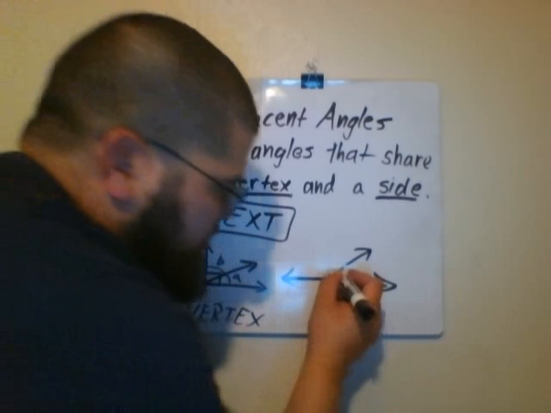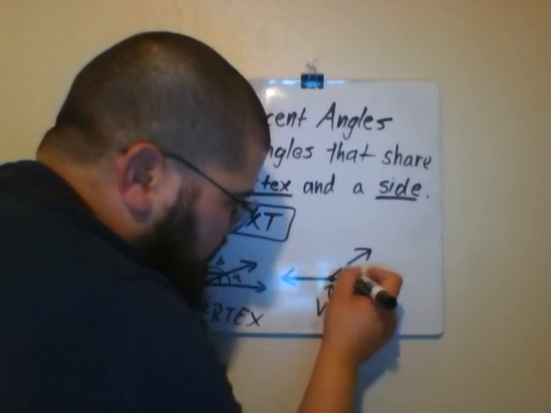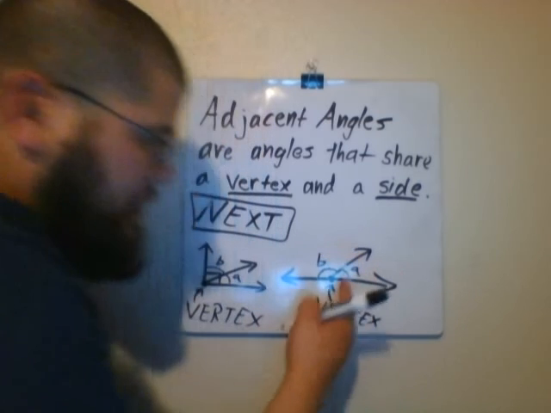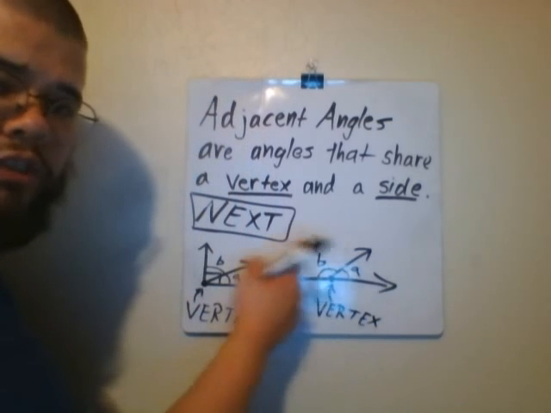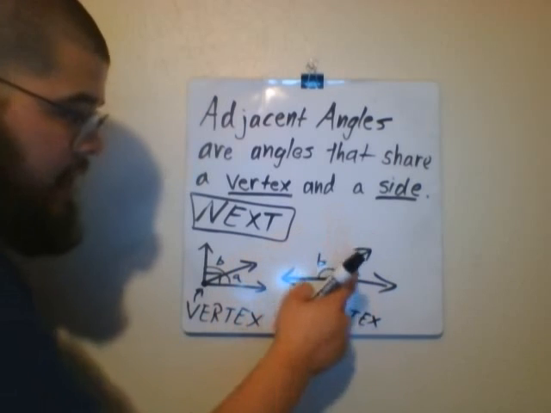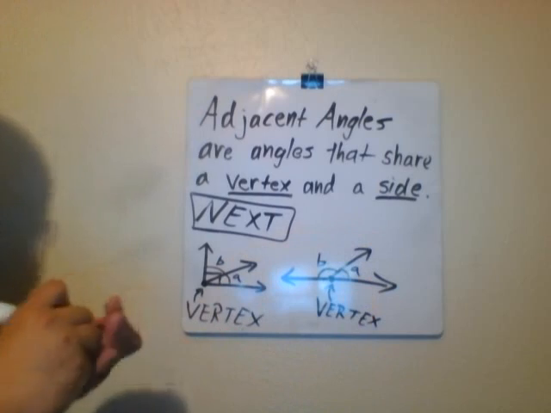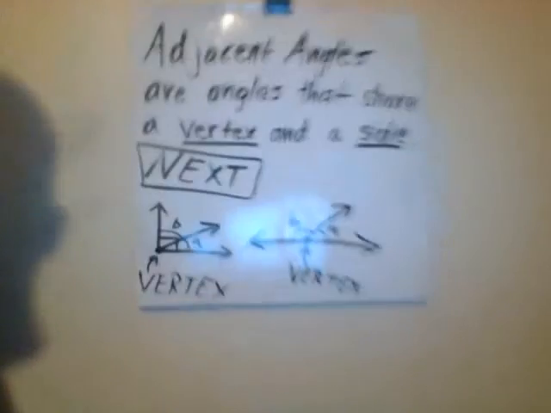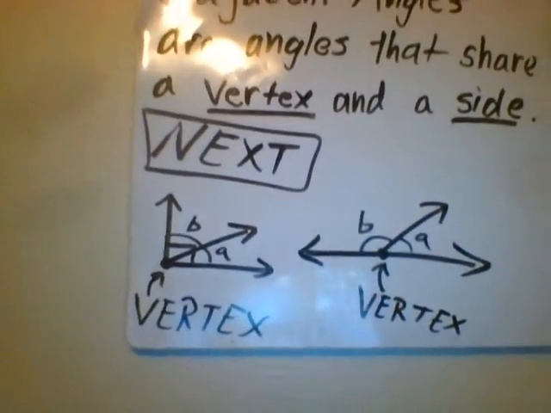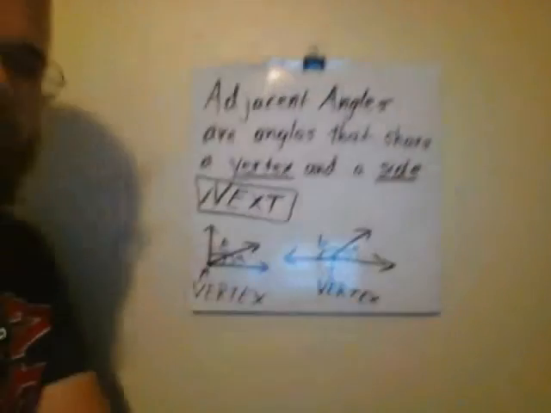We'll get to that. And so we know that this angle right here, we're going to call this angle A and this angle B. And these angles are right next to each other. They have a common vertex and they have a common side, and they're right next to each other. That's why they are considered adjacent angles as well. There are two examples, and they're called adjacent angles.